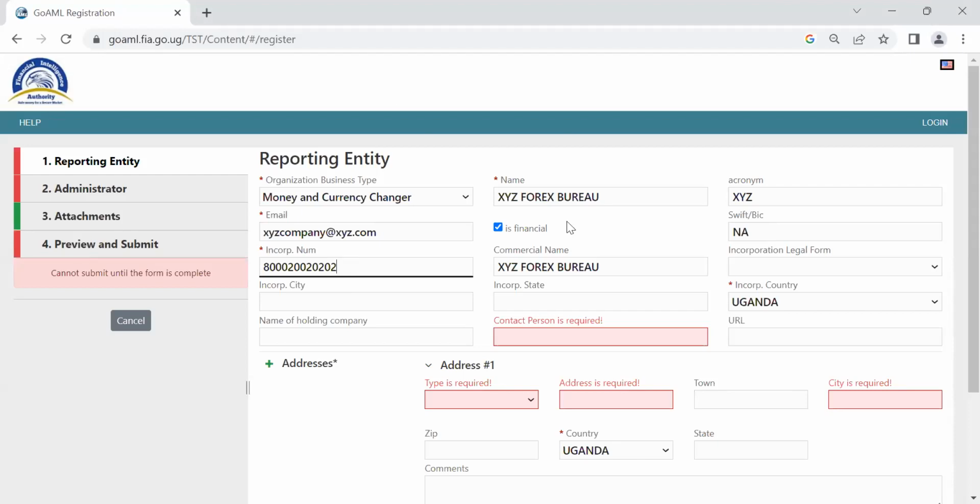Excuse me, Ivan. Someone is saying you can get it from the URSB site if you search for your company. Members have to be very keen on this. Some are going to confuse it with the Forex Bureau license number. Exactly, these two are different. The title is certificate of incorporation, because that is where your incorporation number is.